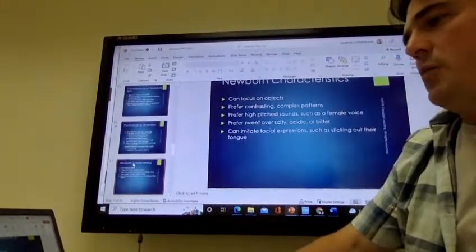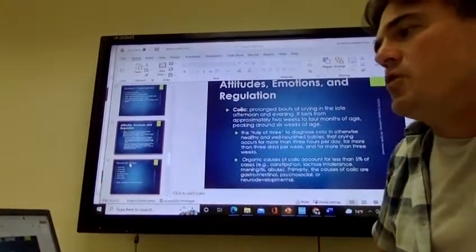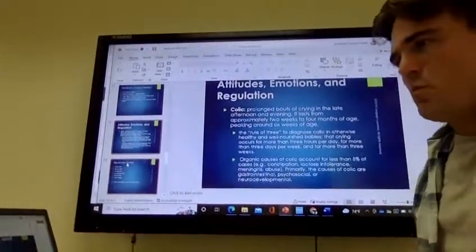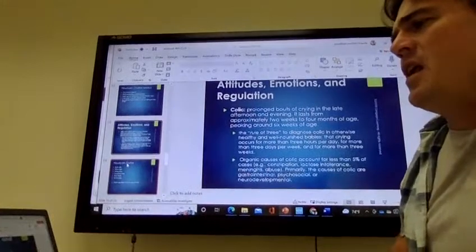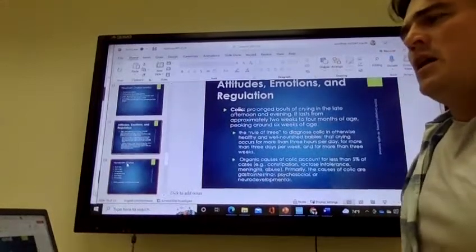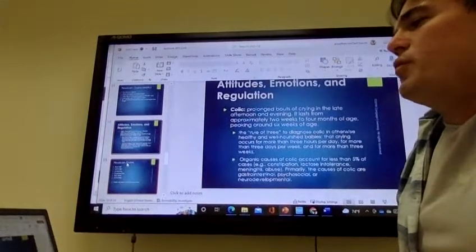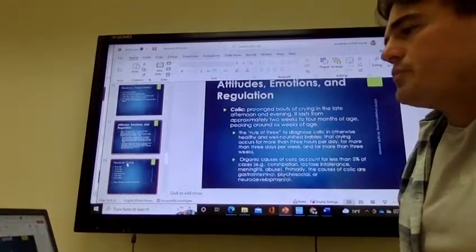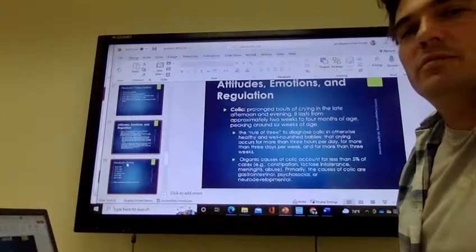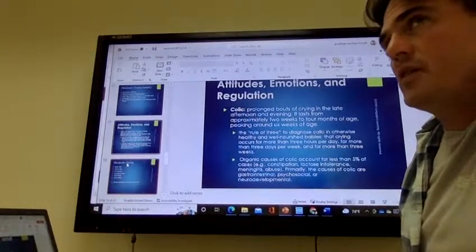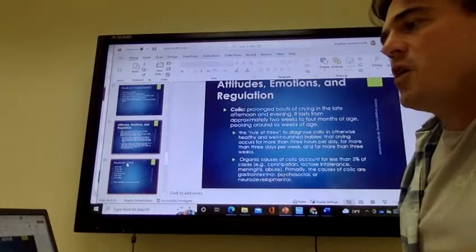So they're already developing, the brain development's occurring right then. Some of the attitudes, emotions, and regulation. Colic is one, so prolonged bouts of crying in the late afternoon and evening. It could last from 2 weeks to 4 months of age, and it peaks at about 6 weeks of age. If the baby has colic, it's challenging for the family. So to diagnose that as a social worker, you go by the rule of 3 to diagnose colic.